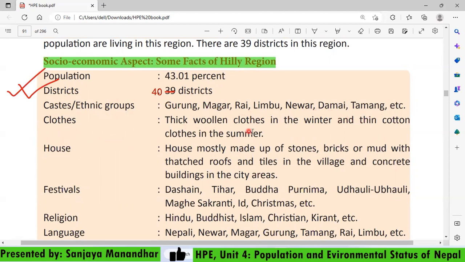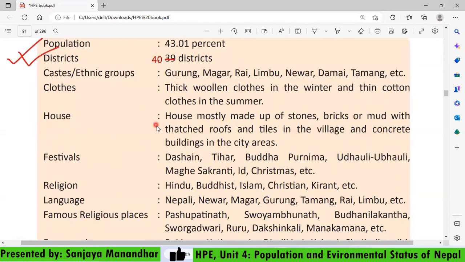And clothes: thick woolen clothes in winter and thin clothes in summer. And house, what type of house? A house mostly made up of stones and bricks or mud with a thatched roof. Thatched roof means the roofs made from different types of grass, straw, right? Paral, chwalile banayeko, that is the roof. And tiles, somewhere we can see tiled roofs in the village. And in city areas, we can see concrete buildings, RCC buildings, as the house type.